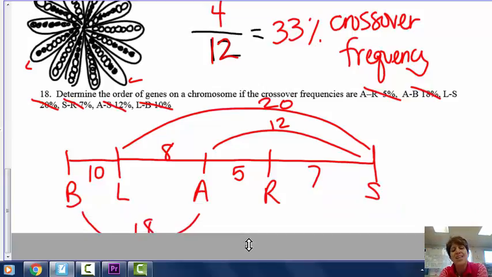Here's the answer. As I went through, I did the L to S first because it was 20 apart. But then I quickly realized that there was going to be something going past either the L or the S because the numbers just weren't working out right. So I figured out that 5 and 7 add up to 12. So if I put A, then R, then S, it actually worked out with the 5, the 7, and the 12. It also meant that 8 was left between A and L, and I knew A to B was 18, so it showed me that the B had to be on the other side of the L for BL to be 10. So that is how I calculated it.